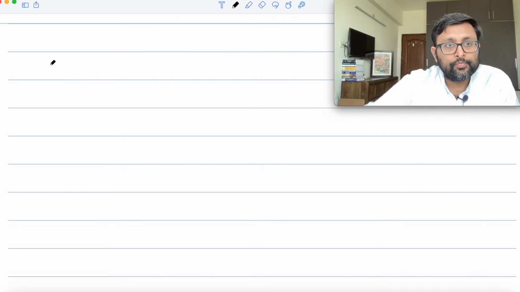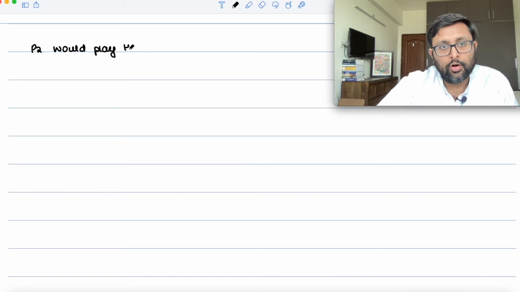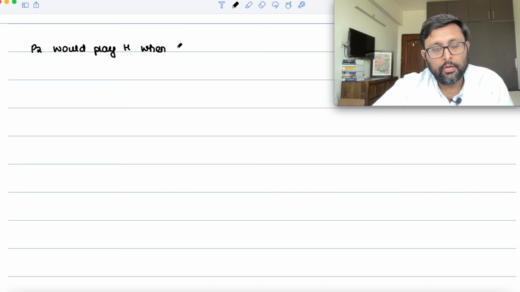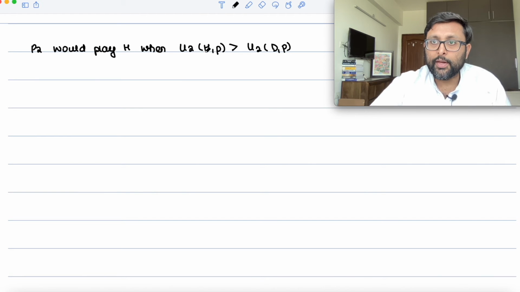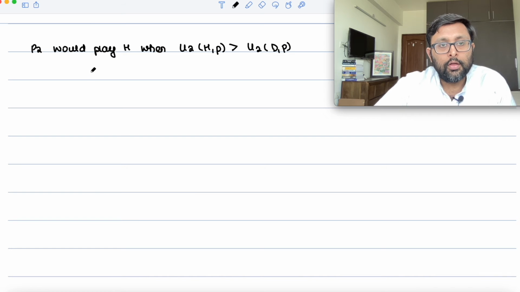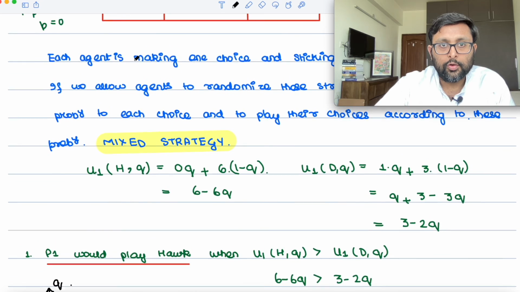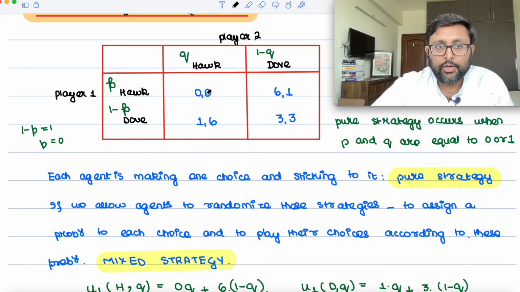Same thing. So player 2 would play hawk when the utility from playing hawk is more than the utility from playing dove. Guys, think about it the way I've written. Player 2's utility from playing hawk when player 1's probabilities are given. There we have written u1 hq, u1 dq. Here we are writing u2 hp, u2 dp. What will this be? Utility from playing hawk is 0 provided player 1 plays hawk, so p into 0. Utility from playing hawk is 6 provided player 1 plays dove, with probability 1 minus p, so it is 6 into 1 minus p.